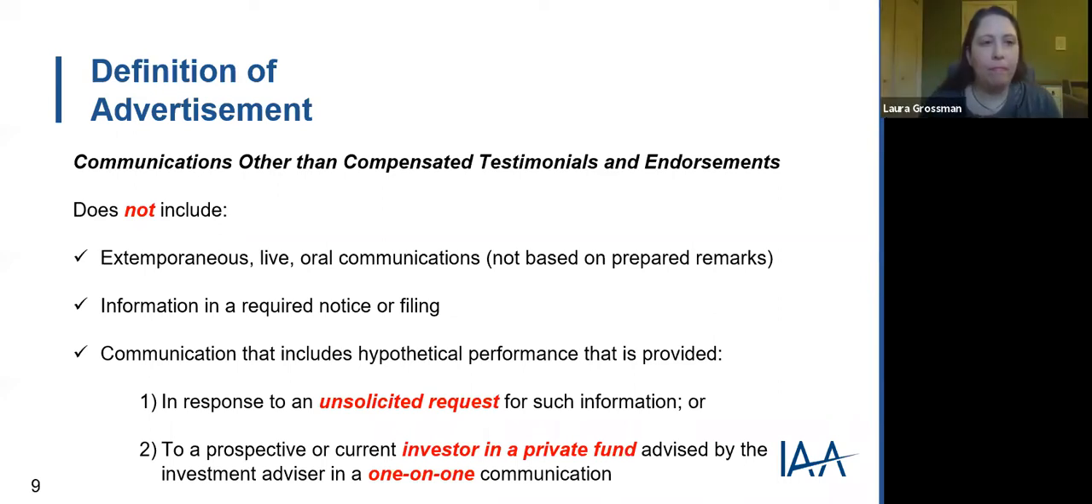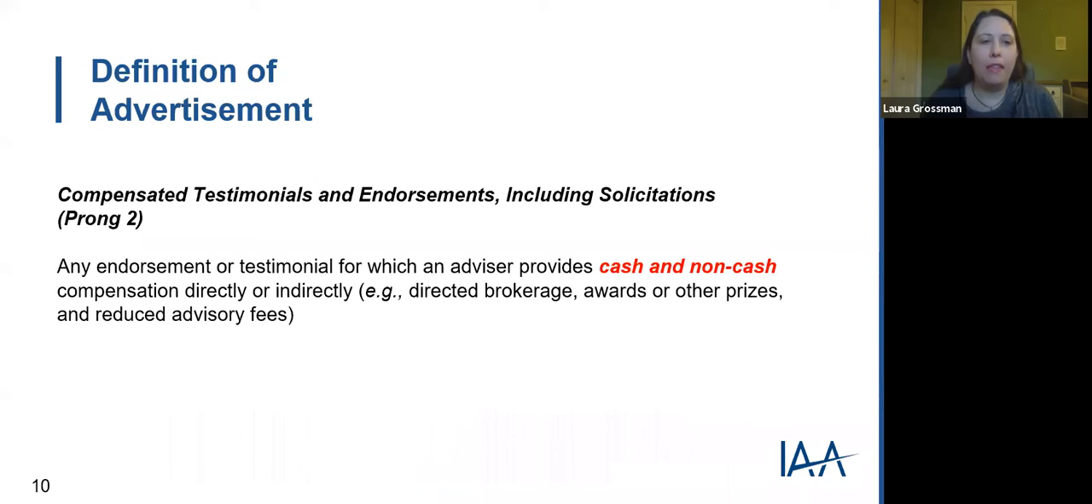Thanks, slide 10. So the way that the marketing rule captures traditional solicitation activities is with the second prong of the definition of advertisement. This part of the definition applies to a compensated testimonial or endorsement. It applies whether or not the communication is made orally or in writing, whether or not it is made to just one person or to more than one person, and whether or not the compensation is cash or non-cash.